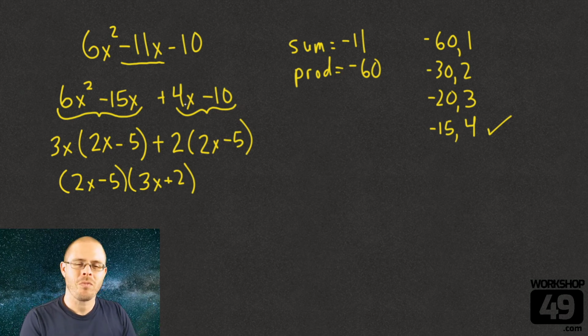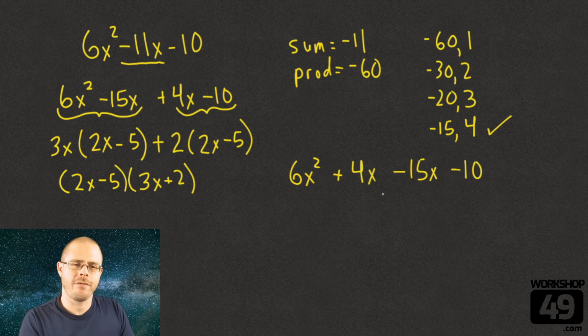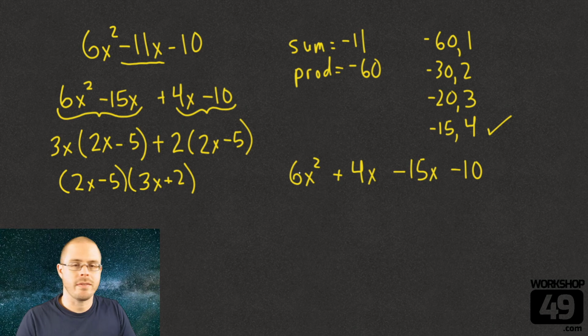But wait, what would happen if instead of putting the negative 15x first and the 4x second, you got it backwards? Well, let's go ahead and look and see what happens. So this time we're going to do the exact same question, but we're going to write the 4x first and then the negative 15x. Same thing, still adds to get negative 11x. We just switched the two numbers into different spots.